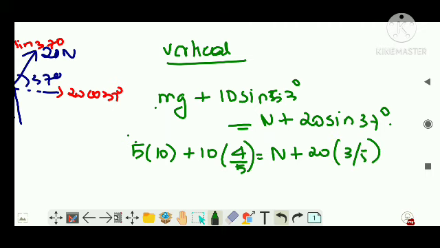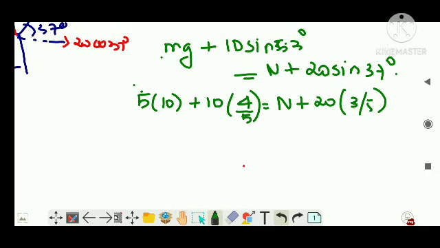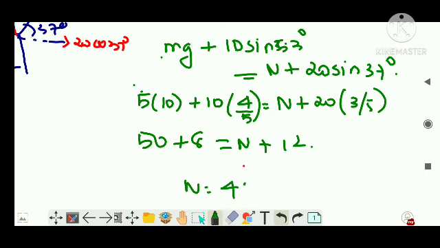Now it's equal to 50 plus 10 times 4 by 5, which is 8, is equal to N plus 4 times 3, which is 12. You will get N as 46 Newton from this one.